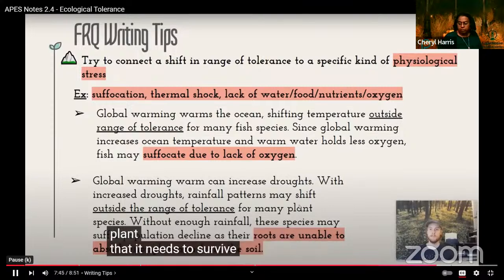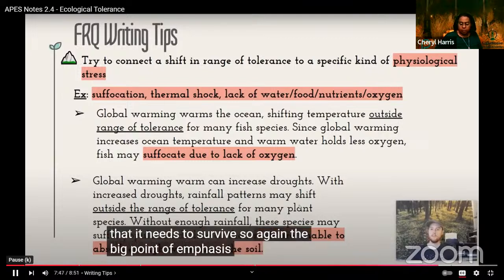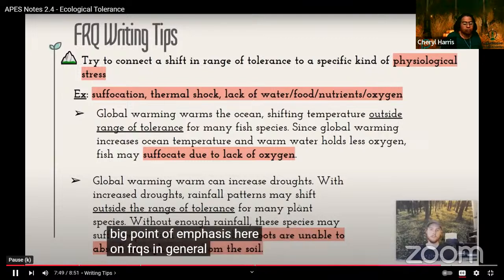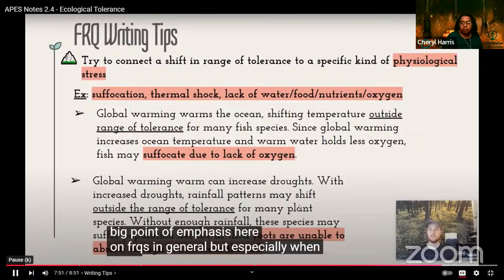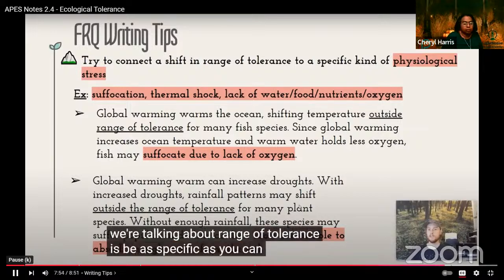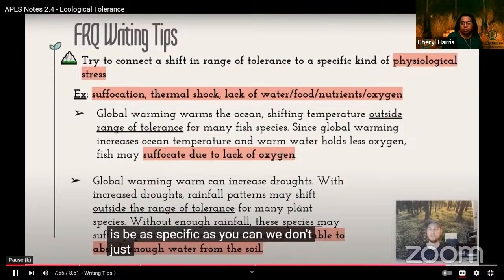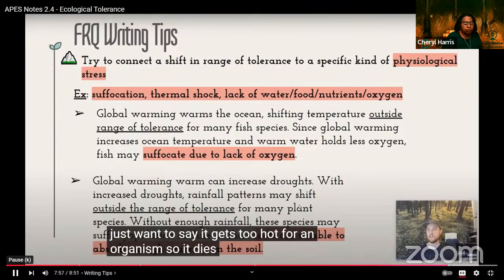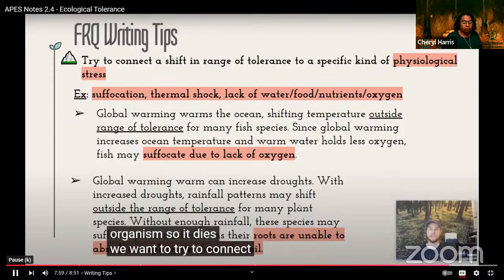So again, the big point of emphasis here on FRQs in general, but especially when we're talking about range of tolerance, is be as specific as you can. We don't just want to say it gets too hot for an organism so it dies. We want to try to connect that to a specific physiological stressor.